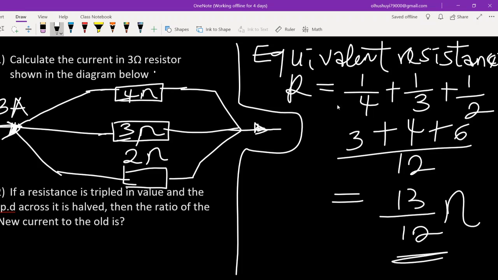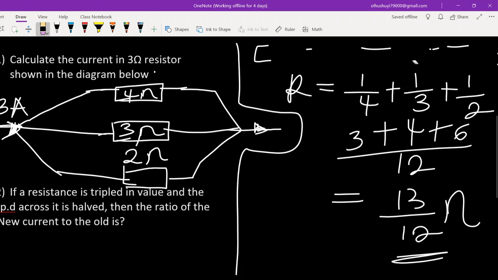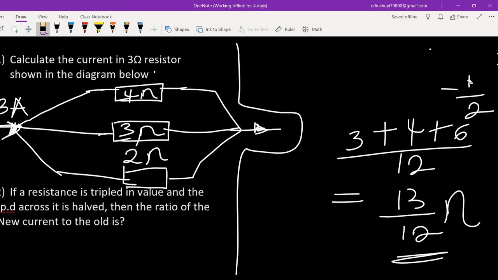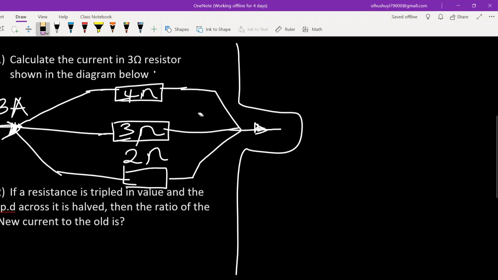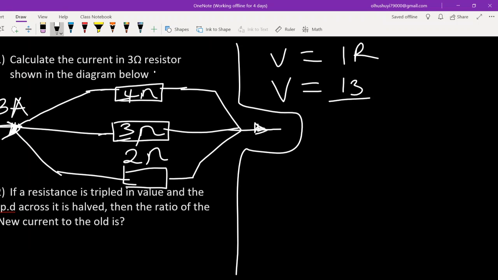Having gotten this, don't forget this is in ohms. What do we look out for next? We'll go ahead to calculate the PD across the circuit. Let's calculate the PD now. You use the formula V equals IR, that is, the voltage equals the product of your current and the resistance, which is 13 upon 12. So coming from V equals IR, the voltage will be 13 over 12 as the resistance times the current, which is 13.